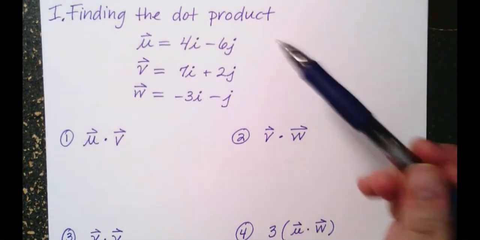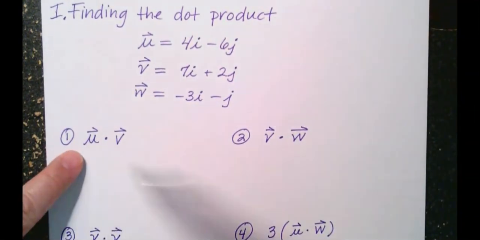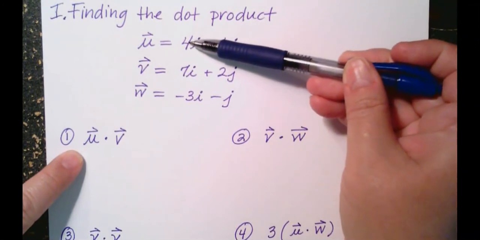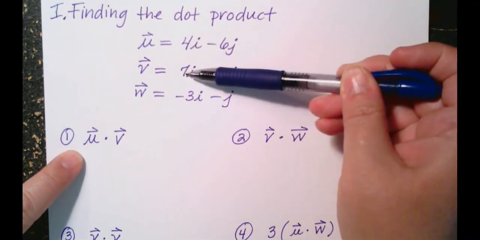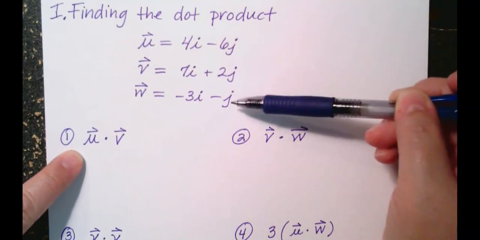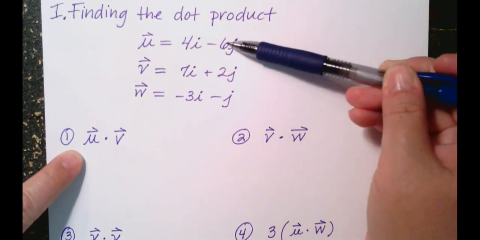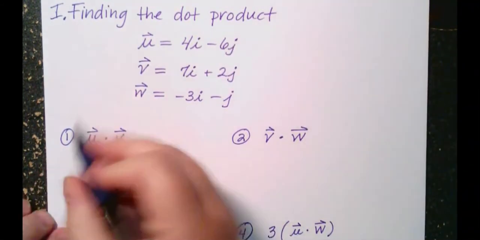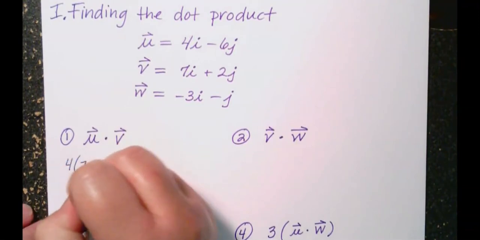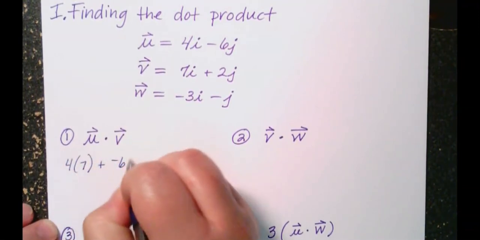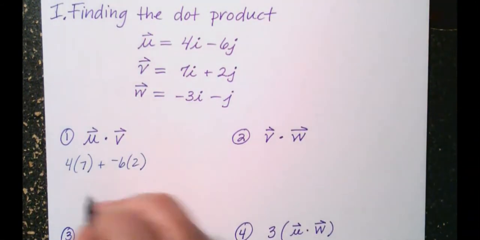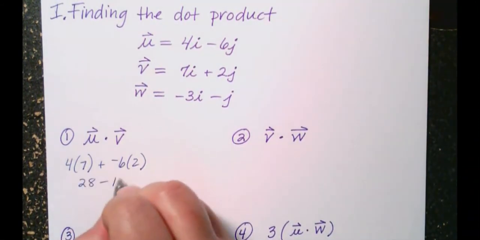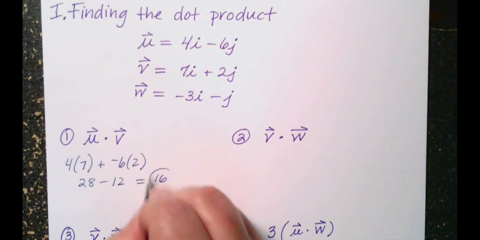Okay, so if I want to do the dot product of U and V, that means I'm going to multiply 4 times 7, and then I'm going to add to that the product of negative 6 and 2. So I've got 4 times 7 plus negative 6 times 2, that's 28 minus 12, which is 16.